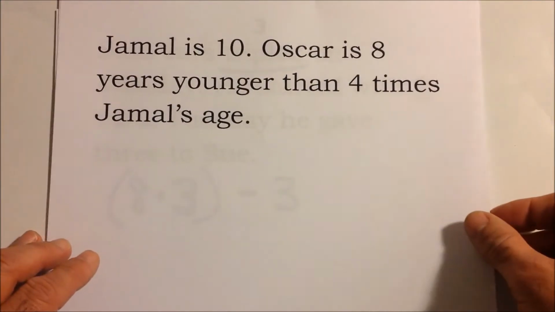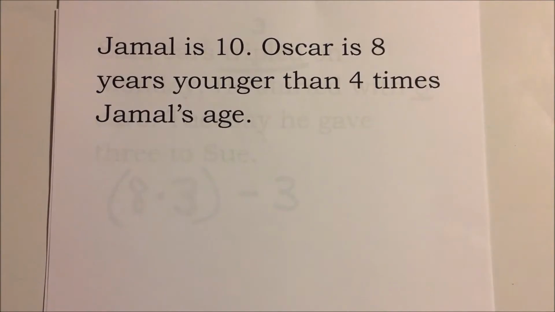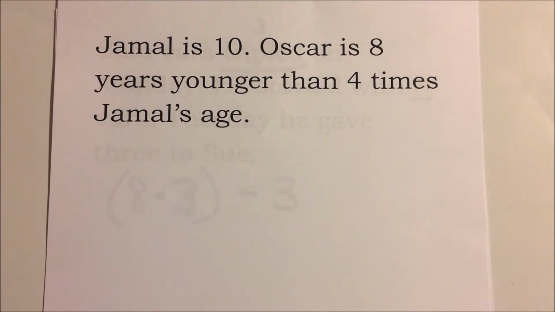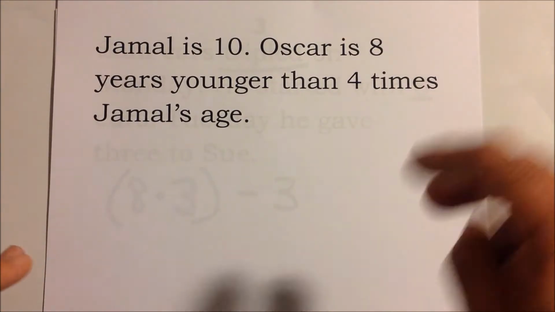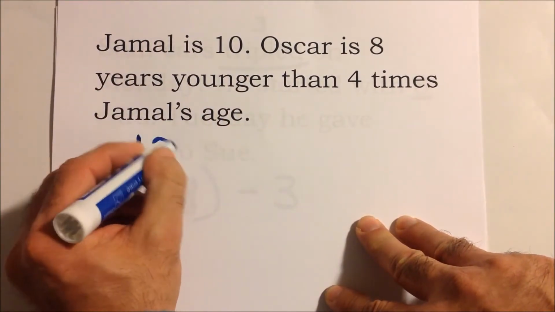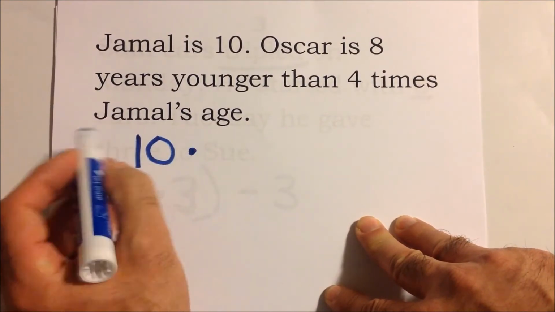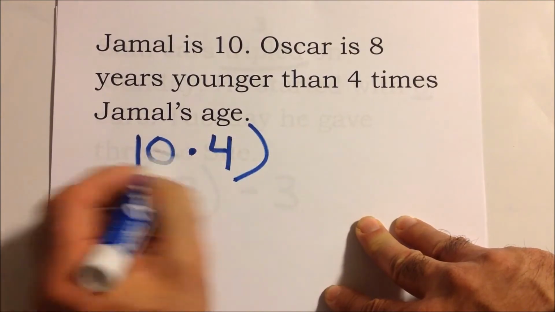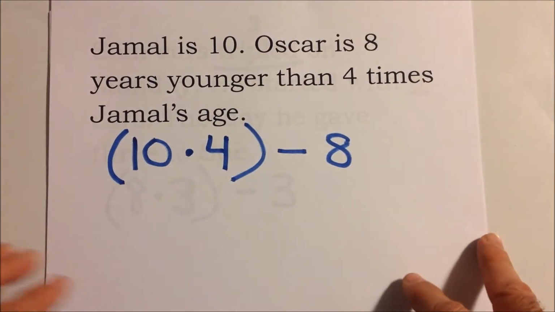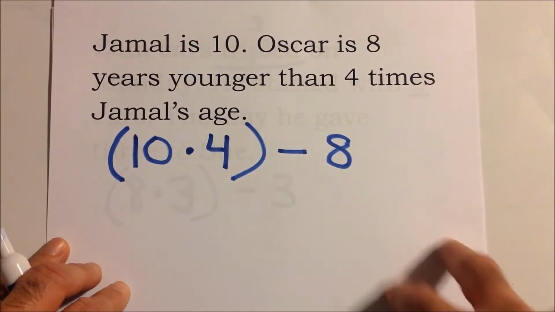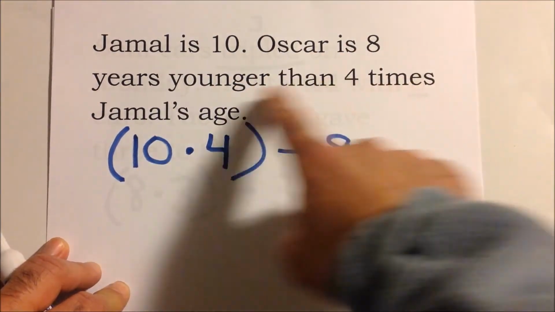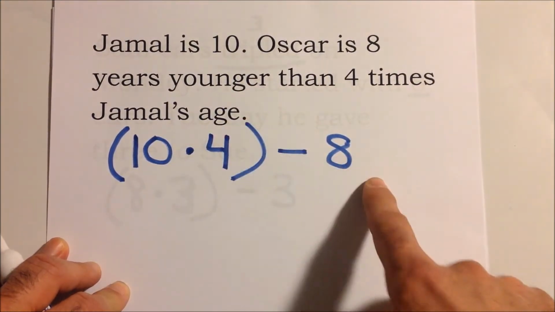Okay, let's try this. Jamal is 10. Oscar is 8 years younger than 4 times Jamal's age. So he's not 8 years younger than Jamal. He's 8 years younger than 4 times. Right, so let's just look at this. Jamal's 10. Oscar is older, right? He's 4 times his age, but he's also 8 years younger than 4 times his age. Right? So let's look at that again. Jamal's 10, and Oscar is 8 years younger than 4 times his age. So he's 4 times his age minus 8.